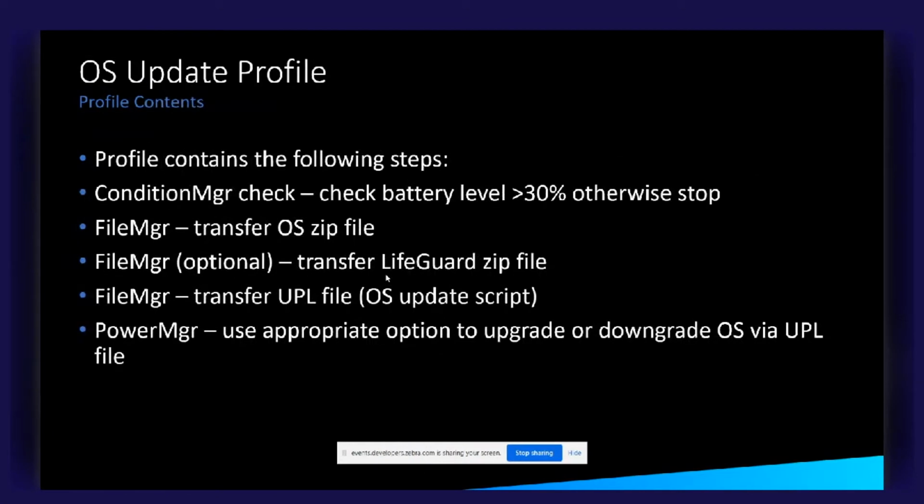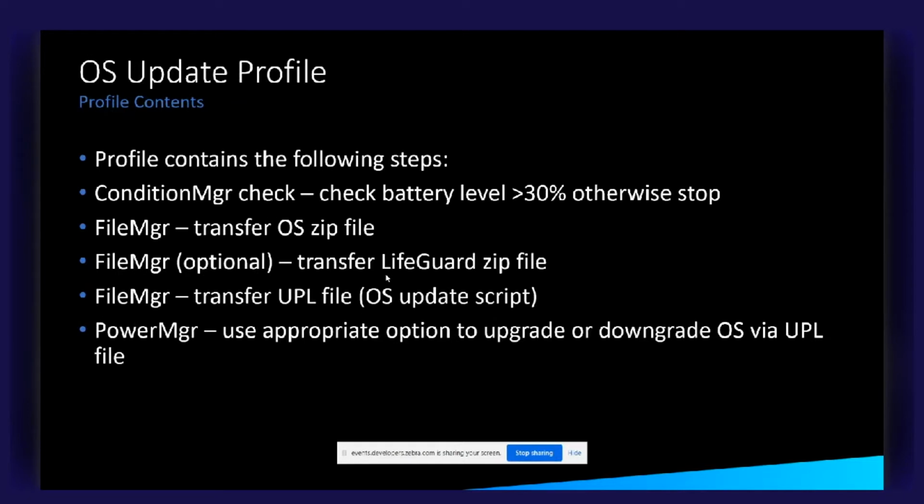Profile itself contains the following steps. So the first step that's in the profile is Condition Manager, and that's checking that the battery level of the client device is at least 30%. Otherwise, it's going to stop processing the profile. And the reason for that is because when you apply an OS image, if your battery is less than 30%, it will fail at the point where it starts to apply the image. So if you put the Condition Manager check in before you transfer the image, it's more efficient because it will say your client device doesn't have enough battery, it's not worth loading the OS files. So that's just the first step.